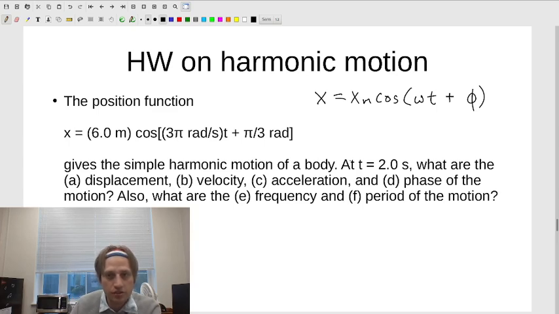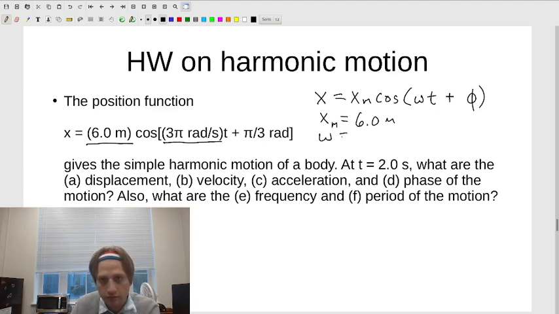So just to put it really explicitly, this and that are the same thing. You just have an explicit example of x m, 6 meters. You have an explicit example of omega, which is 3 pi per second, so 3 pi hertz. And then here's your example of your offset angle.